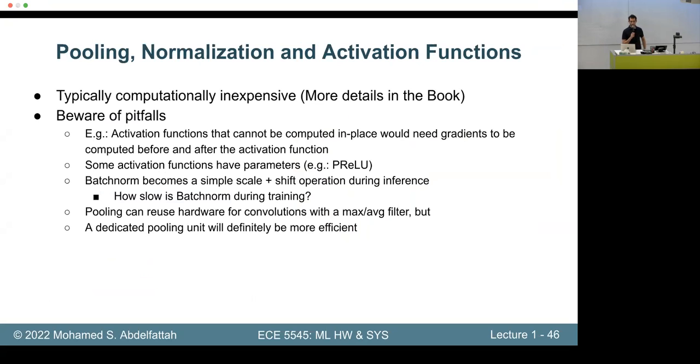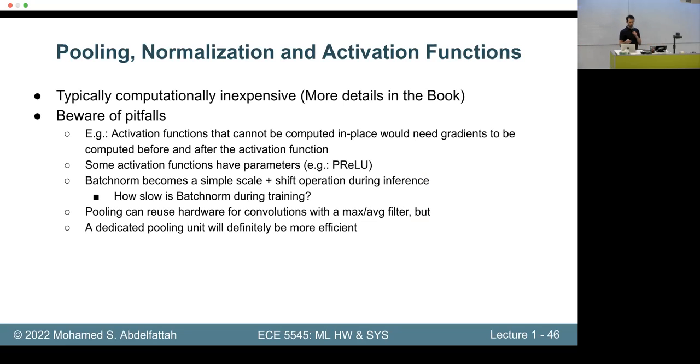Okay, so there are also obviously other layers in these neural networks, and some of the important ones are pooling, normalization, and activation functions. As I showed in that pie chart, we don't really need to think too much about those layers when we're thinking of just computation and memory versus compute and so on.